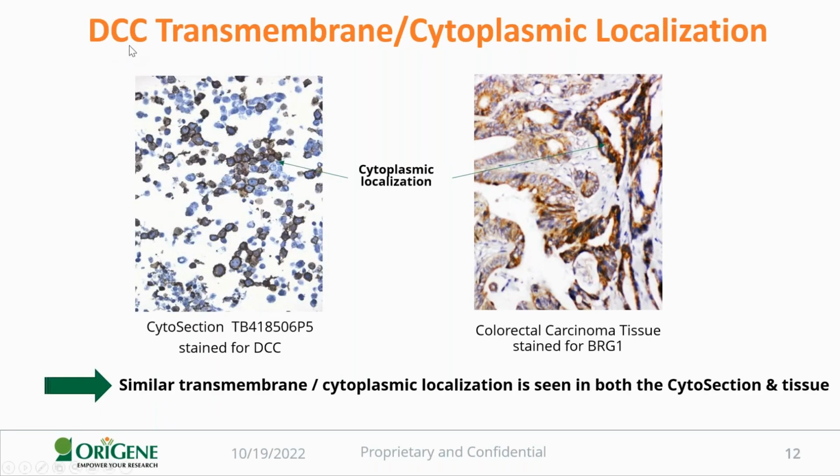Another example is DCC. DCC is a transmembrane cytoplasmic protein. It is stained for DCC with an antibody, and you can clearly see the membrane localization in these cells. As you see, the edge is stained, but not the cytoplasm. A similar stain can be seen in the colorectal carcinoma tissue stained for BRG1. In short, a similar transmembrane localization is seen in both cytosection and tissue.